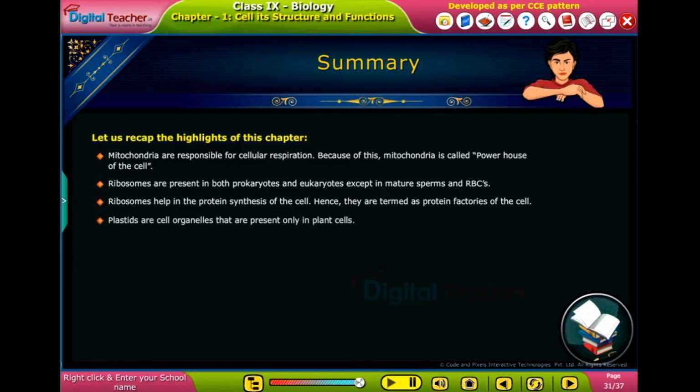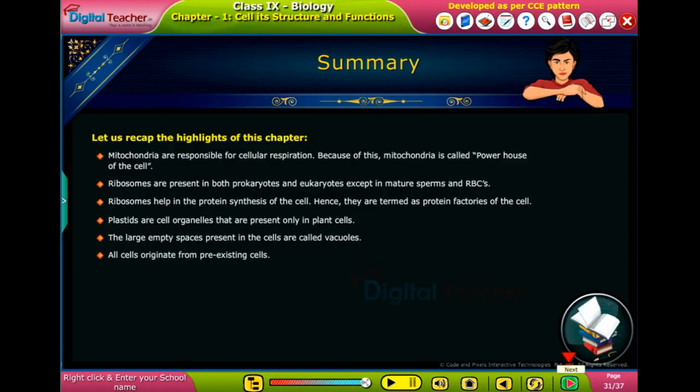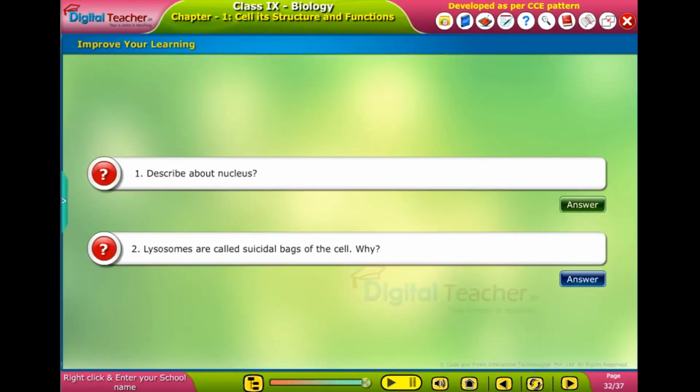Plastids are cell organelles that are present only in plant cells. The large empty spaces present in the cells are called vacuoles. All cells originate from pre-existing cells. Read the questions and attempt the answer.